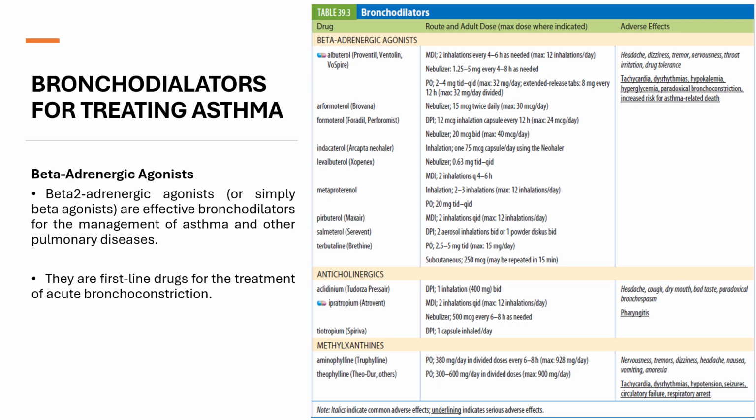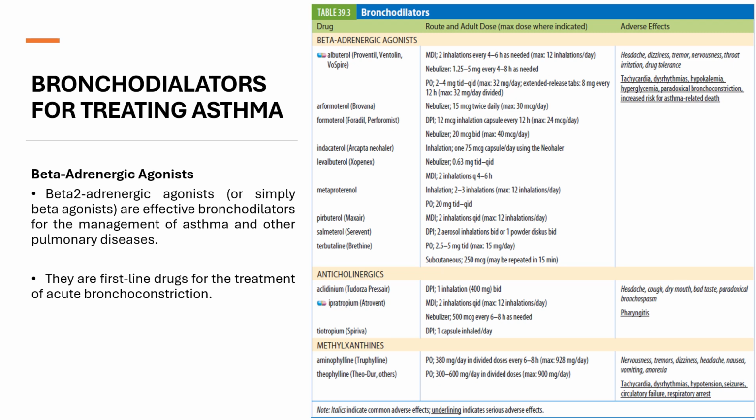A practical method for classifying beta-adrenergic agonists for asthma is by their duration of action. Short-acting drugs such as pirbuterol have a rapid onset of action, usually several minutes. Short-acting beta-agonists are the most frequently prescribed drugs for aborting or terminating an acute asthma attack.